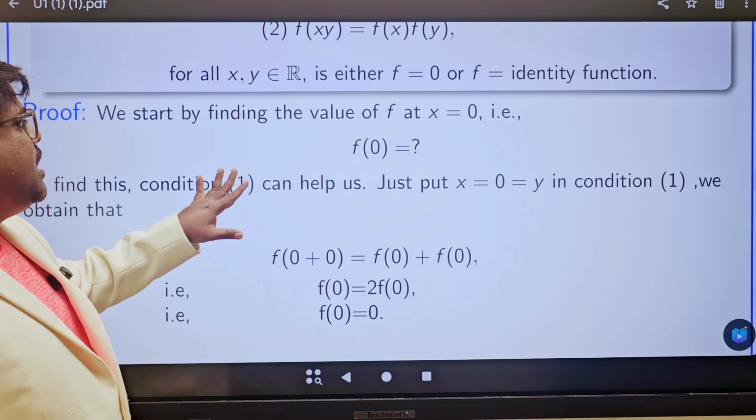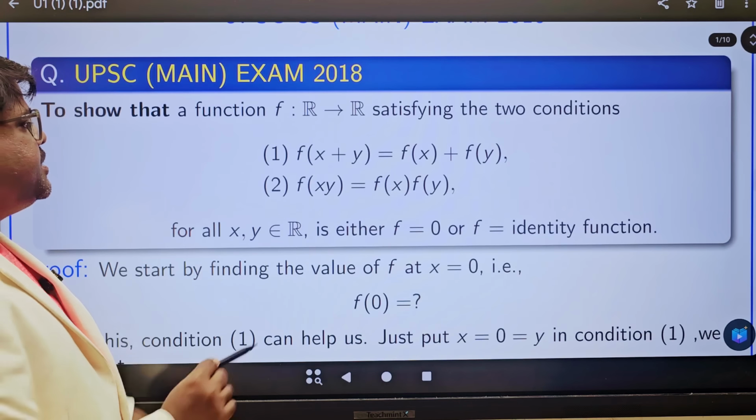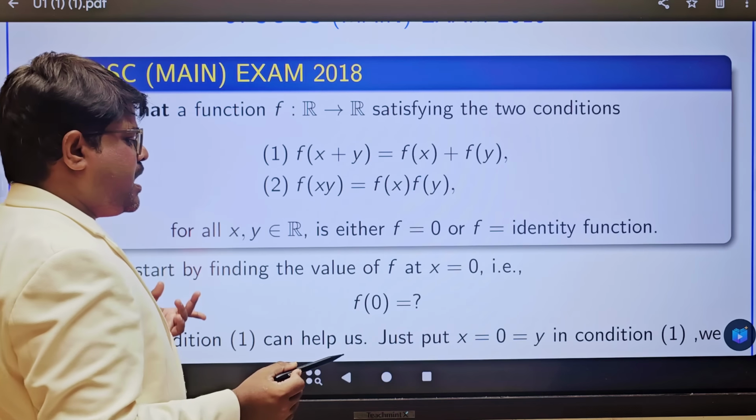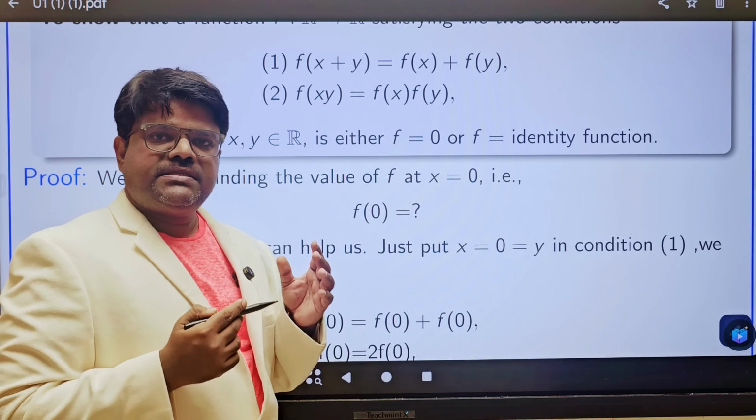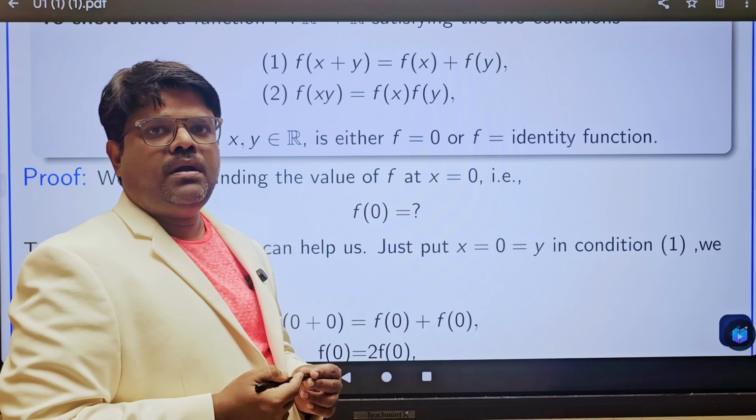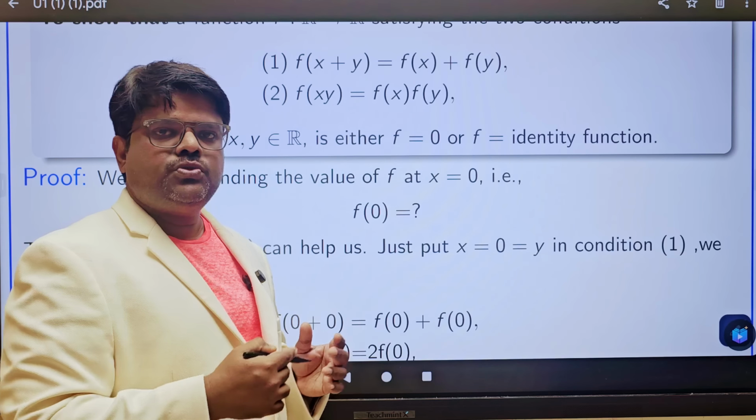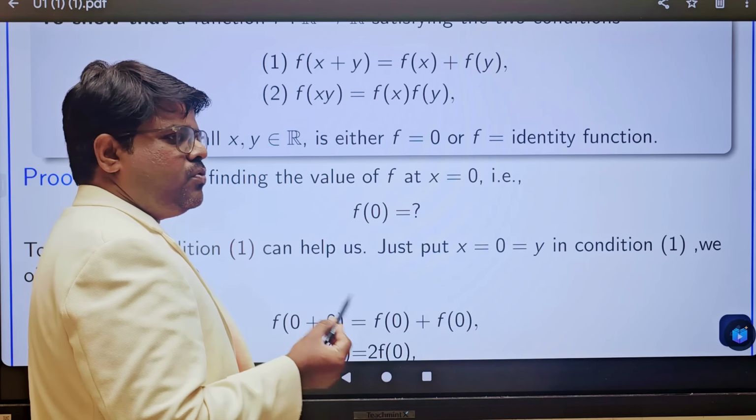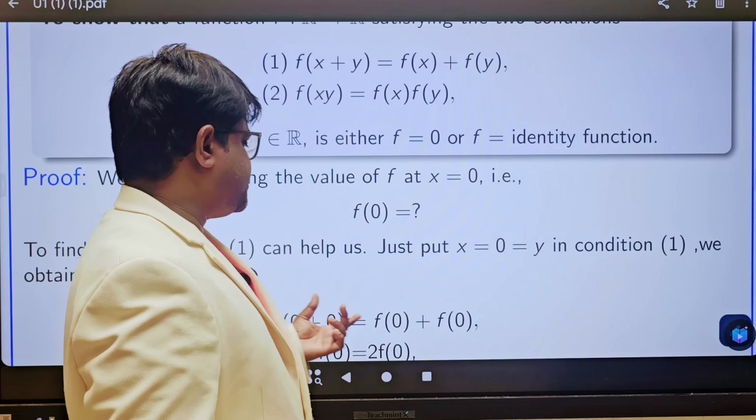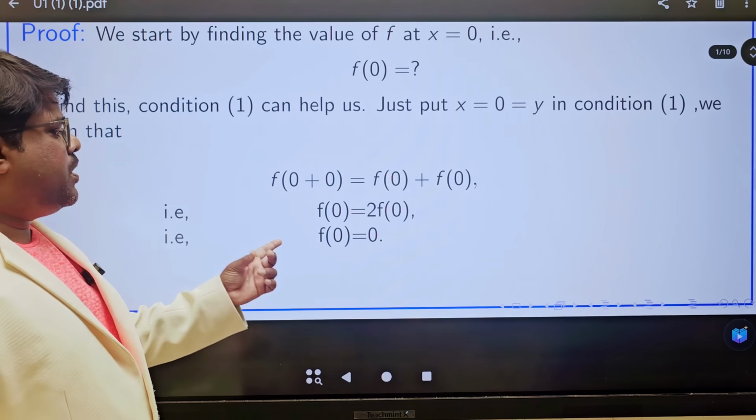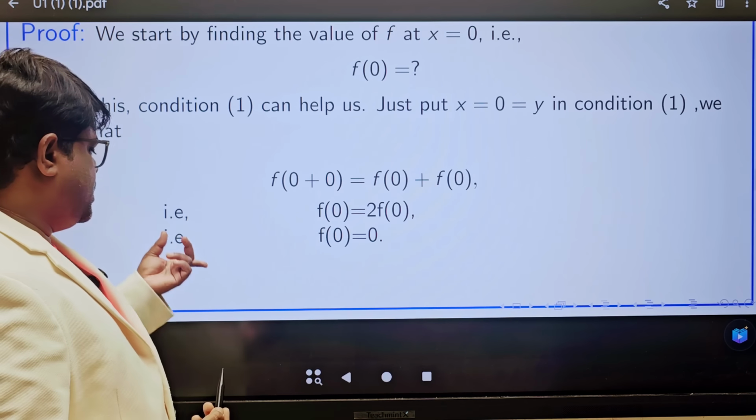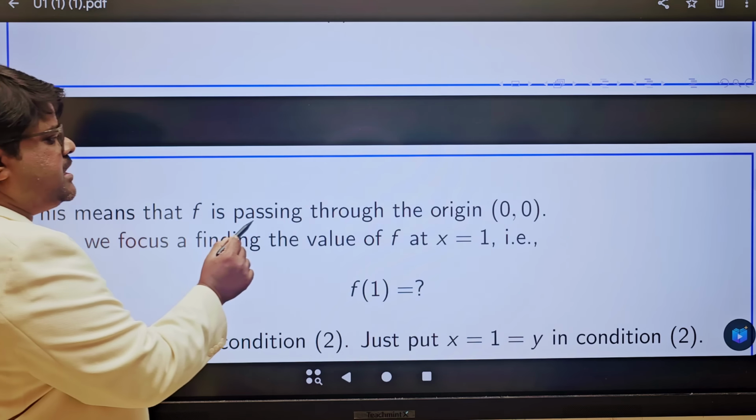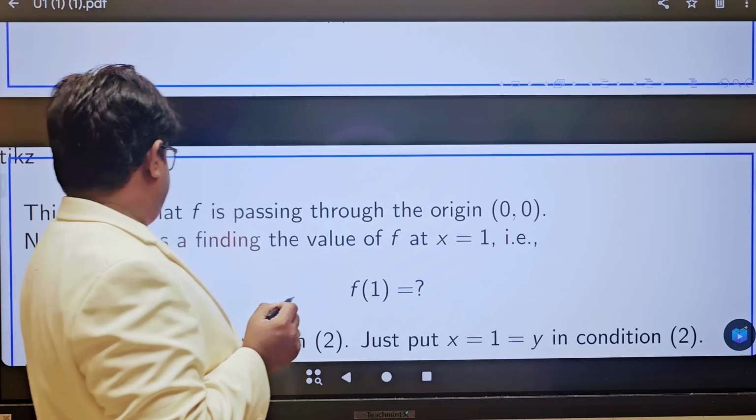That is, we are using condition 1. What is condition 1? f of x plus y equals f of x plus f of y, and we know that x and y belong to the real numbers, so 0 also belongs to the real numbers. So I am taking x equals 0 and y equals 0 and substituting in condition 1. So we got f of 0 equals 0. This means that the function f is passing through the origin (0, 0).